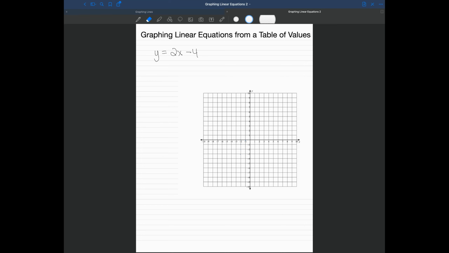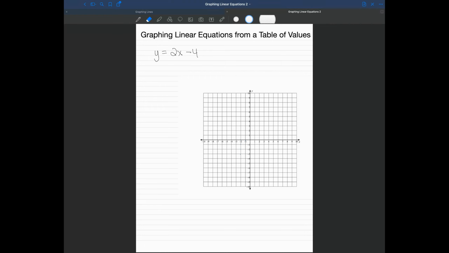All right, so next thing we're going to talk about is graphing linear equations. And there's a lot of different methods to do this. The one that we're going to look at today is using a table of values. So you've been given an equation. Our equation is y equals 2x minus 4.